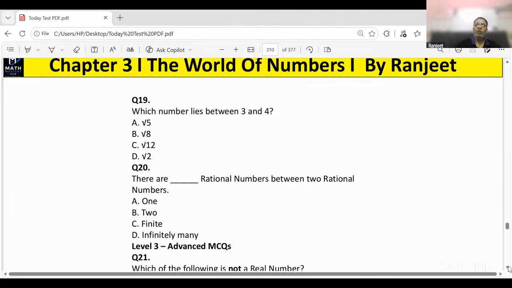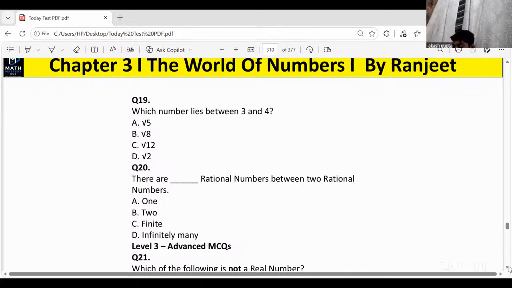Question number 19. Which number lies between 3 and 4? Sir, root 8. Okay. Any other possible answer? Root 12. How? Sir, because 3 squared is 9 and 4 squared is 16, and 12 comes between 9 and 16. Okay.